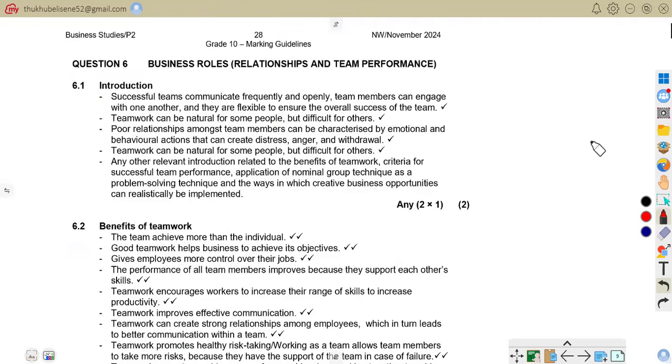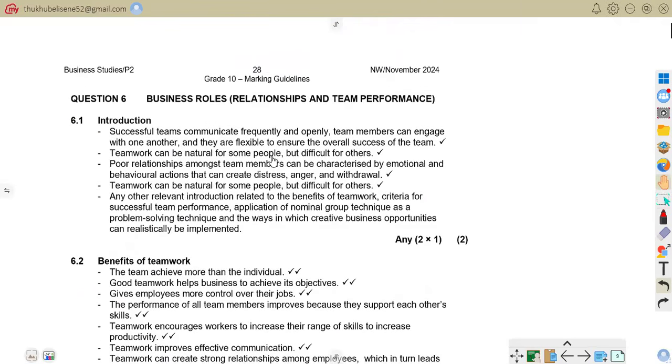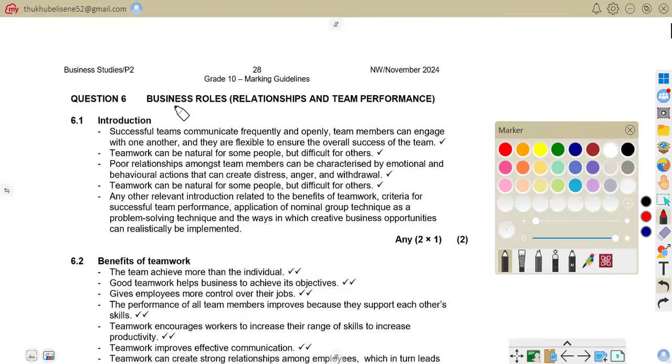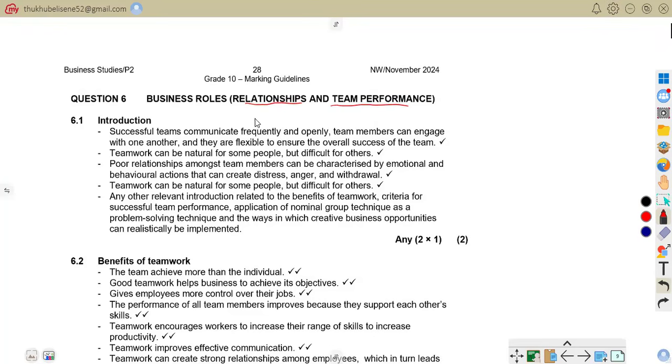So here we are on our question 6. Like we have said, here are our answers on those relationships and team performance. So now we have to start with the introduction. Successful teams communicate frequently and openly. Team members can engage with one another and they are flexible to ensure the overall success of the team.